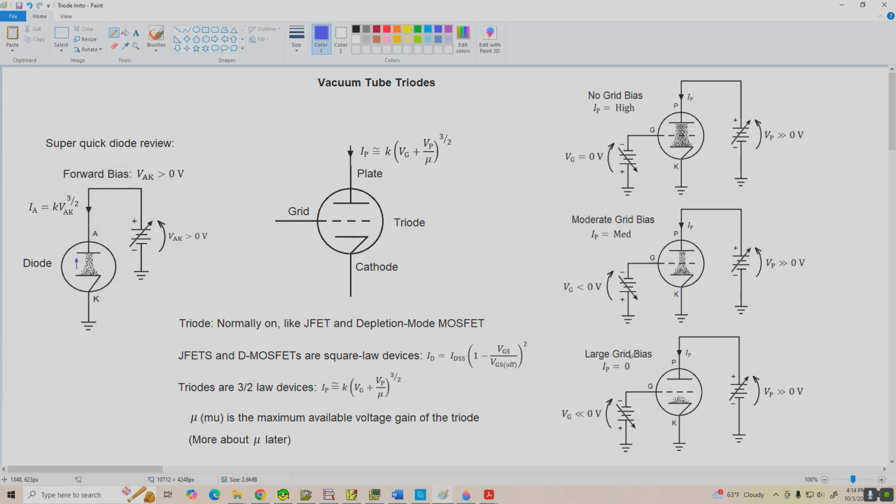Finally, if we apply a large enough negative voltage to the grid with respect to the cathode, we can turn off the internal current flow completely, and we've reduced the plate current to 0.